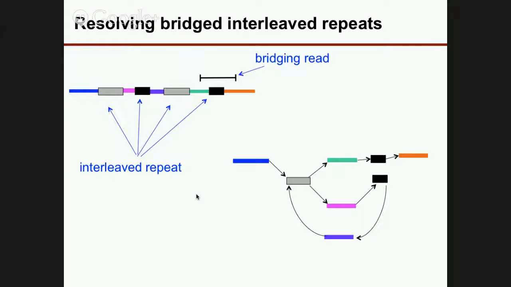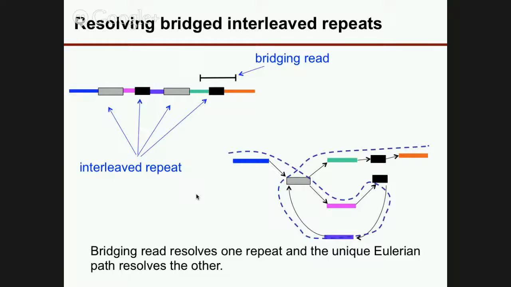What's the unique path? From here, down here, up, and then back up. So now I know that I will not be going up in the first shot. Because if I go up in the first shot, then I'll end up here and I'll be finished. I cannot span the whole graph. Okay? So this tells you how you can use the bridging read information to resolve one of the repeats. And then you use the unique Eulerian path to resolve the other leftover, and thereby resolve this interleaved repeat.